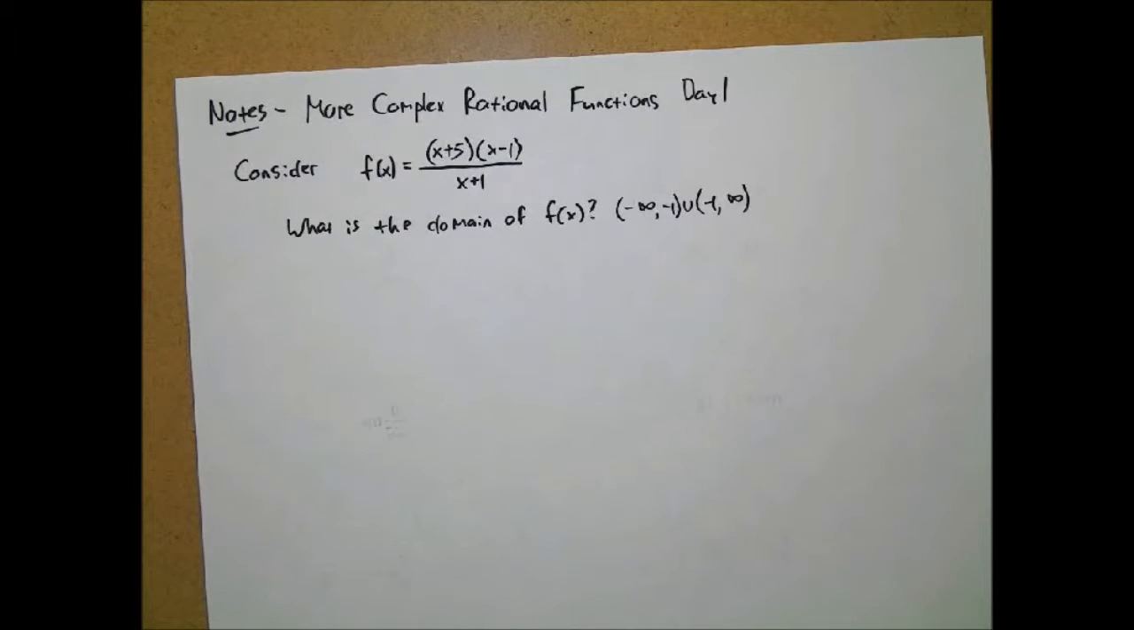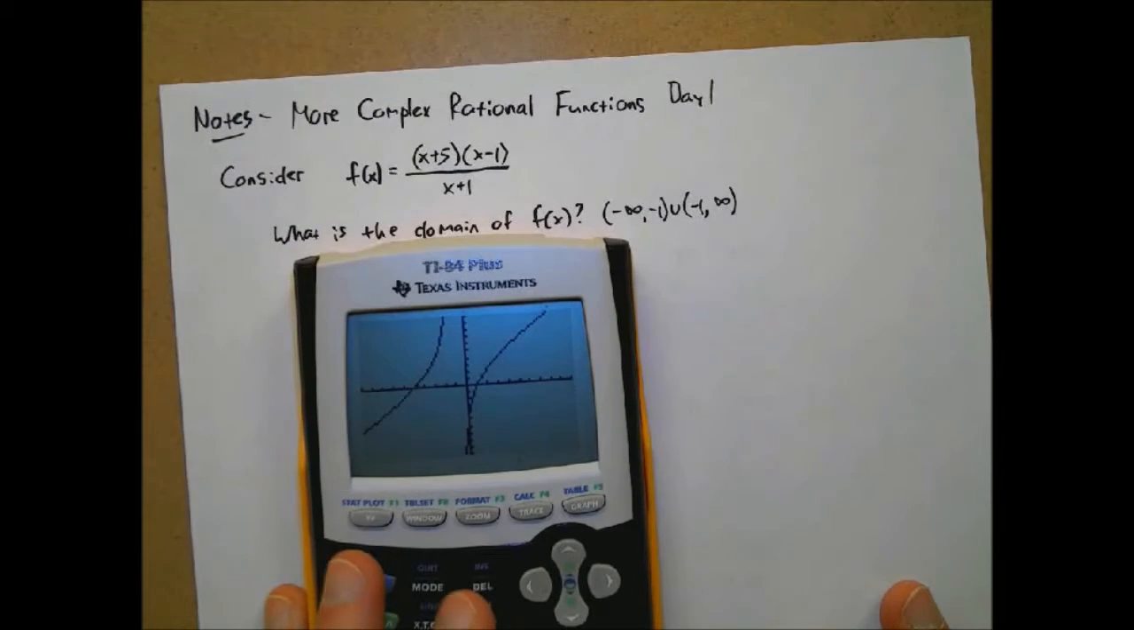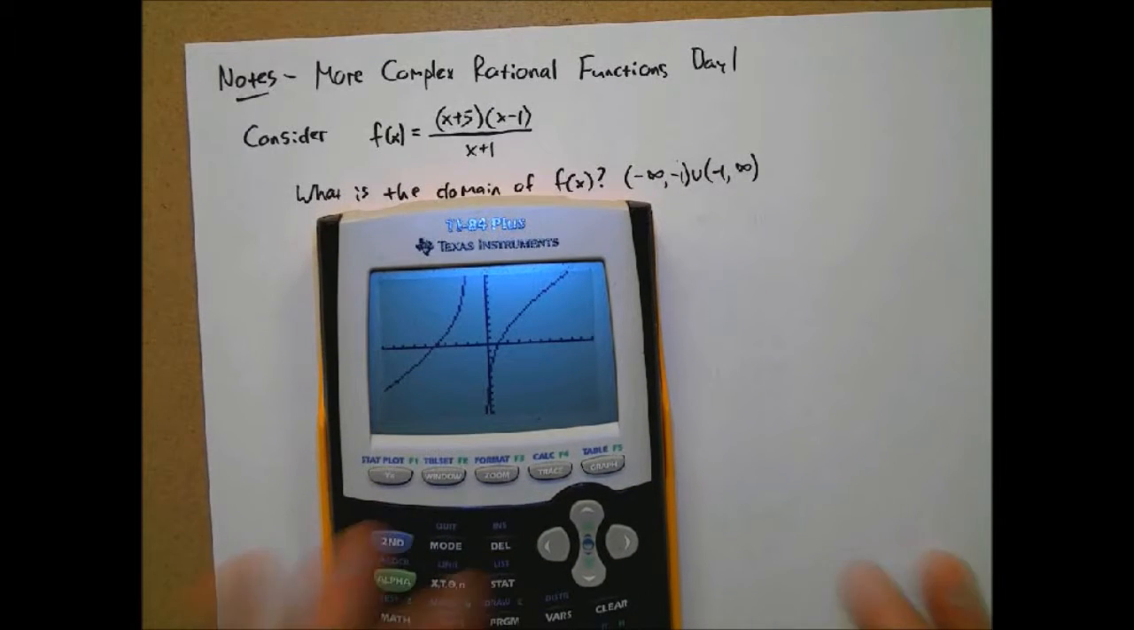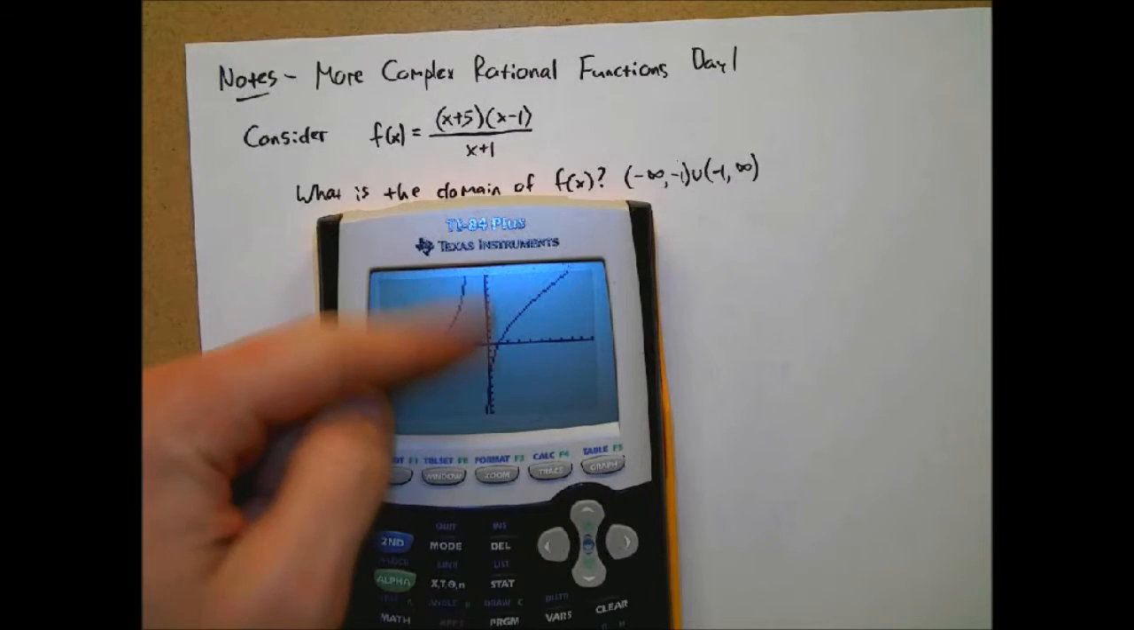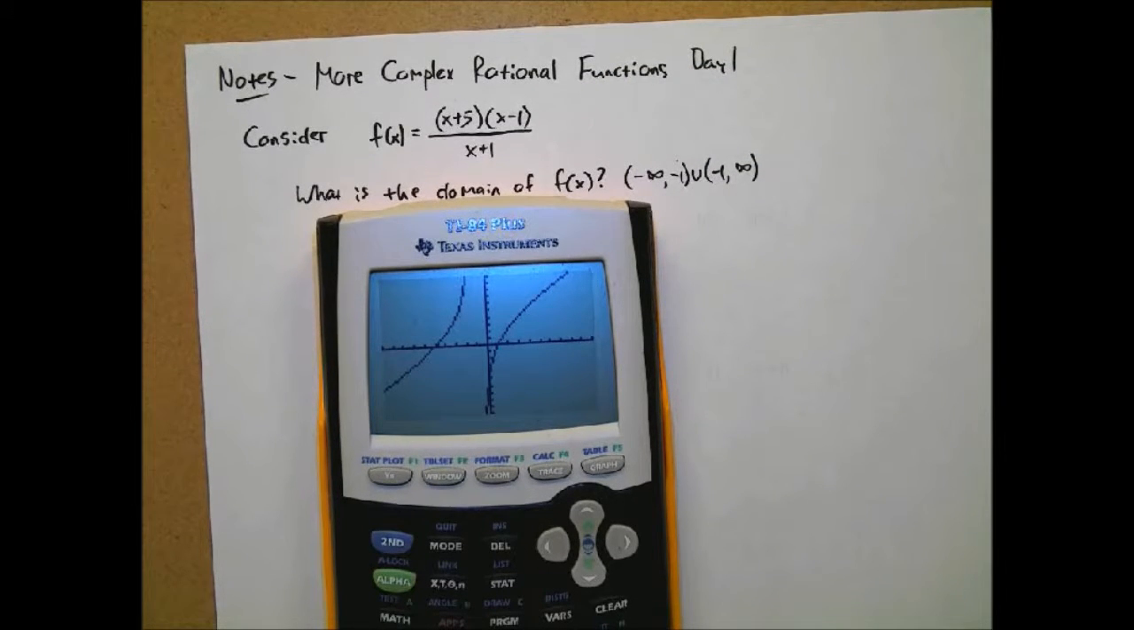Now, do you remember, we talked about this yesterday, why do we have a problem at -1? Obviously, you can see it in the graph here, right? We have a vertical asymptote. How does that show up in our function, though? If you look at the function, what's going to happen if we try and plug -1 into this function? Braylon?